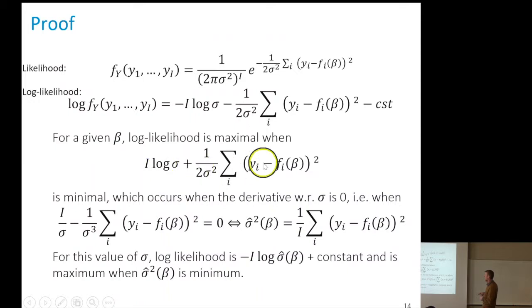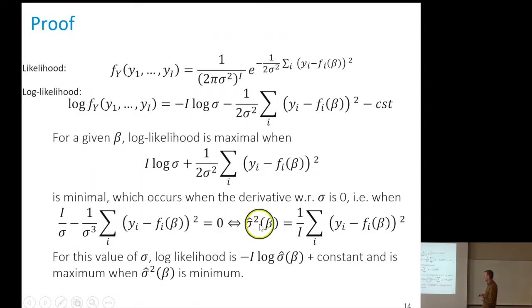This function, find the minimum of this function. If instead of I and this y, I would have log sigma plus some constant over 2 sigma square, right? And we find this formula. The minimum of this is obtained when sigma is equal to this value, 1 over I, the L2 norm of the error. So that gives us the part B of the result we had before.